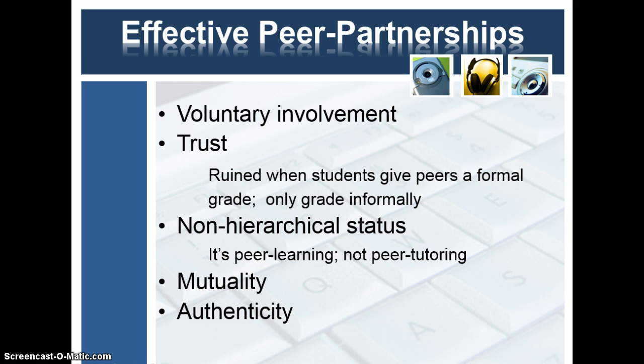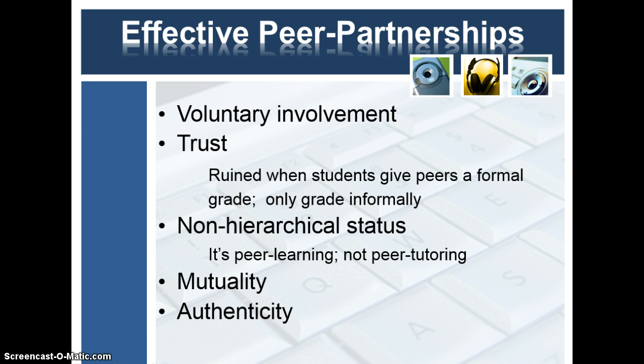So, how do we build effective peer partnerships, or those small groups who won't be formally assessing each other but really cooperating together? There are 5 major characteristics that this article pointed out. First and foremost, it has to be voluntary. Secondly, trust needs to be established, so they need to have contact on a pretty regular basis, so they have the opportunity to build that trusting relationship.